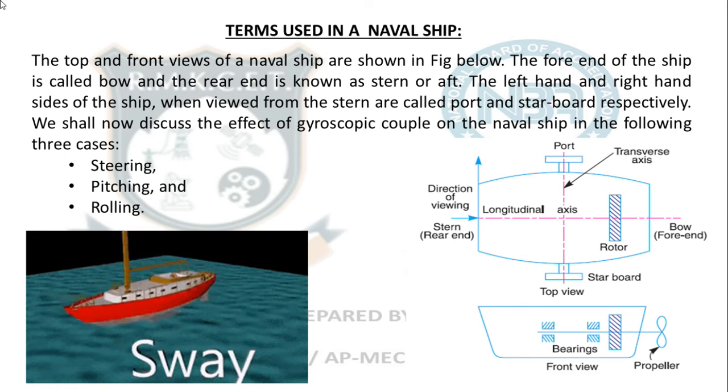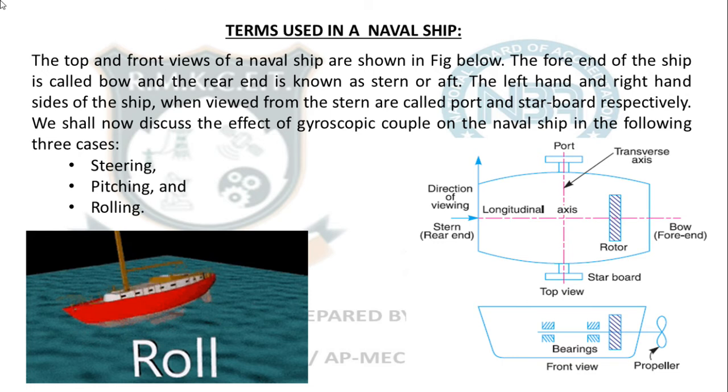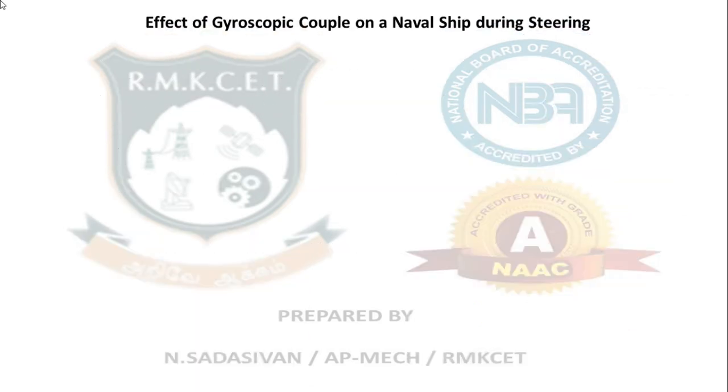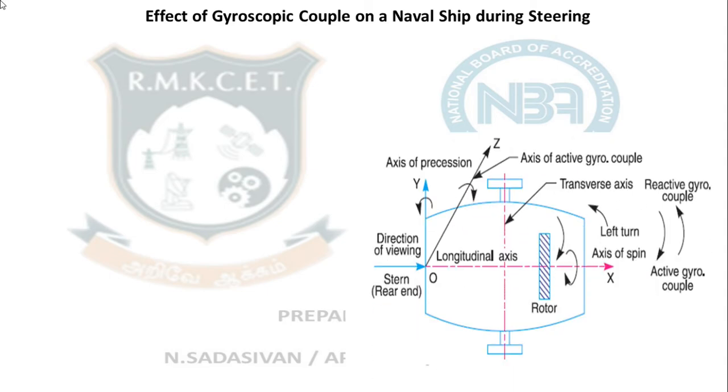Now what will happen? My propeller is already going around in a clockwise or anti-clockwise direction. Now with that, if I pitch, roll, or yaw, what will happen? All the three cases we are going to see now. So, effect of gyroscopic couple on a naval ship during steering. My propeller is already going around. With that, if I turn the ship to left or right, what will happen to my active couple, reactive couple, how it will react on the ship, all those things we are going to see.